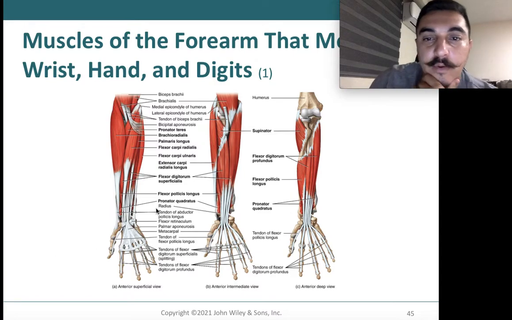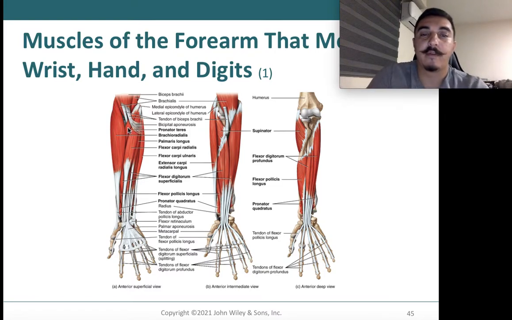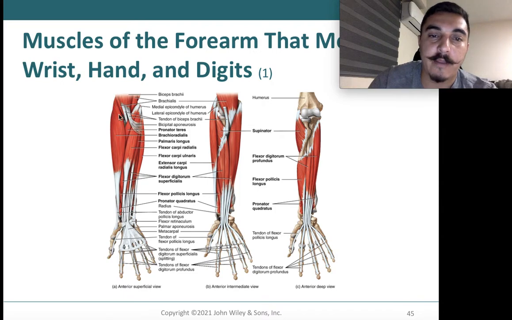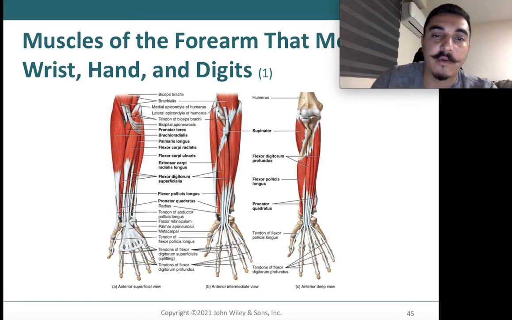Our supinator, we got our flexor digitorum, flexor pollicis longus, the long one, pronator quadratus. Here it's kind of at an angle near our wrist, getting close to our wrist. Pronator teres, kind of like in our back, we have our teres major, teres minor. Our brachioradialis right here. Our flexor carpi radialis, so we're going to flex. Flexor carpi ulnaris, radius or ulna.